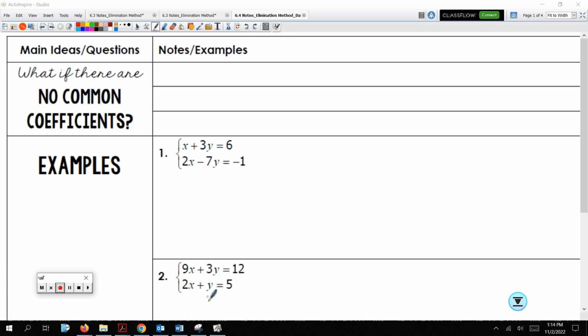Right, ladies and gentlemen, coming back with another fun-filled day of Elimination Method. Okay, so this is day 2 of elimination. Here's the question. What happens if there's no common coefficients?